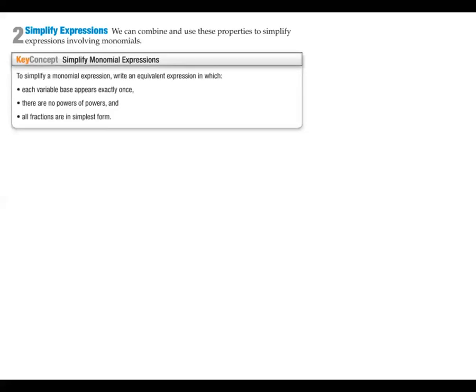All right. So we can combine and use all these properties to simplify expressions involving monomials. To simplify a monomial expression, write an equivalent expression in which each variable base appears exactly once. In other words, if you have multiple a's and they're all multiplied together, you can simplify them. There are no powers of a power. So if you have like a squared to the third power, you got to simplify that. And if you have any fractions, you got to have those in simplest form.